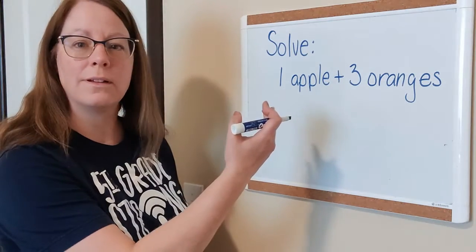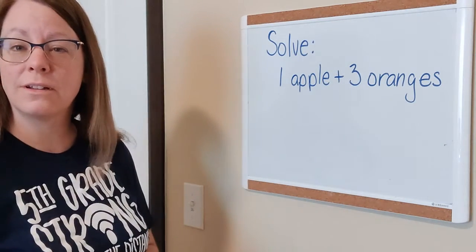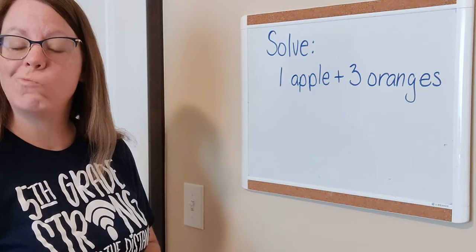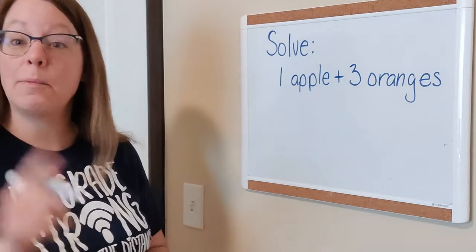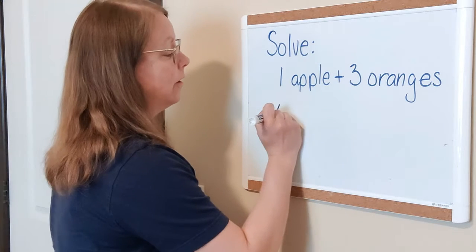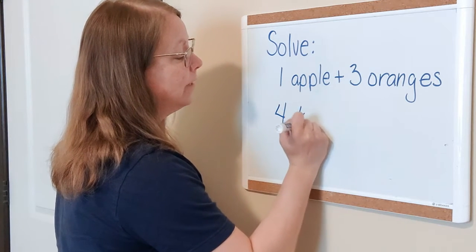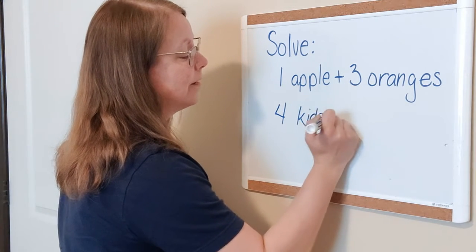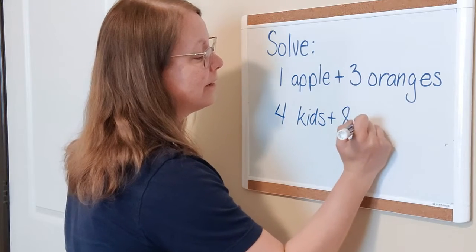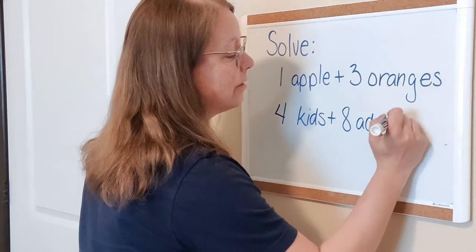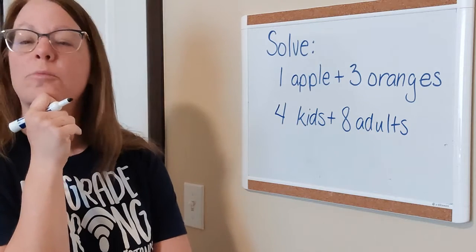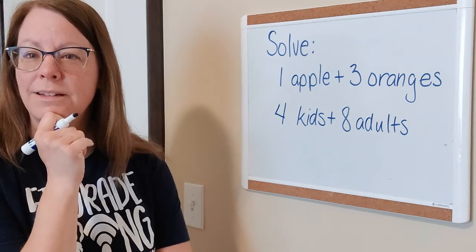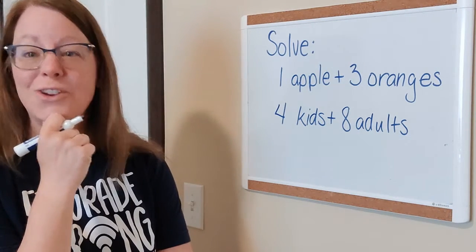1 apple plus 3 oranges. Puzzling, right? How about this one? 4 kids plus 8 adults. There's a problem there, right? Are you noticing the problem?